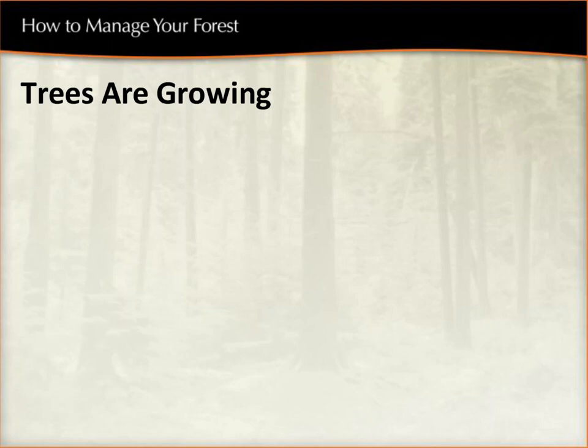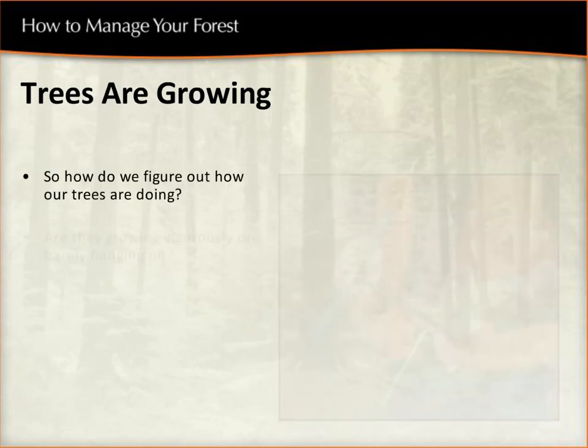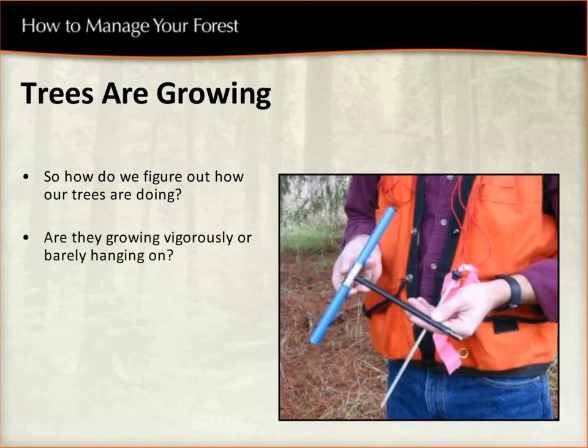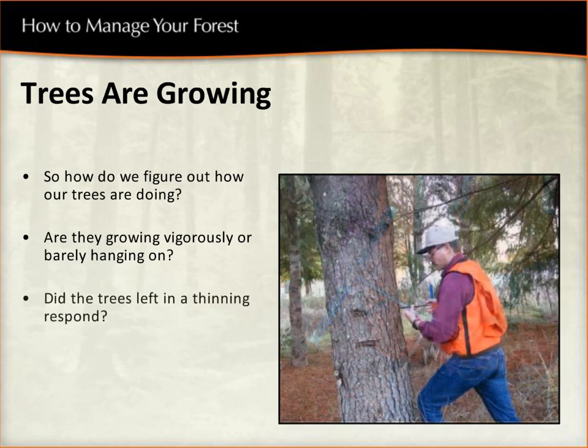So how do we figure out how our trees are doing? Are they growing vigorously or barely hanging on? Did the trees left in the thinning respond? You can tell a great deal about the condition of your forest just with a visual examination. The density and crown class distributions are pretty strong clues as to what's going on. But more precise information can be more valuable, and it's not hard to obtain.